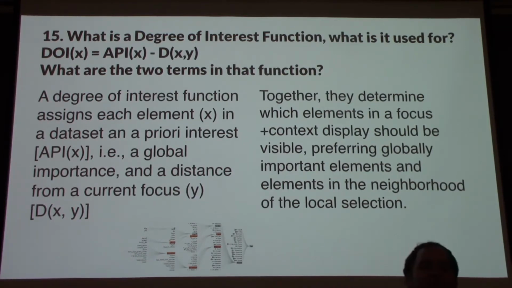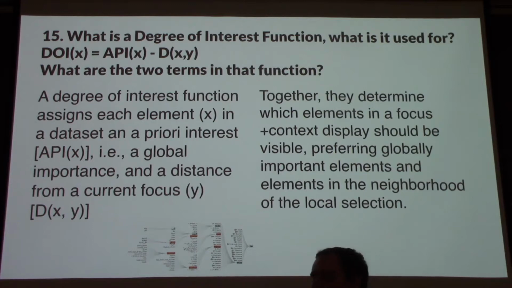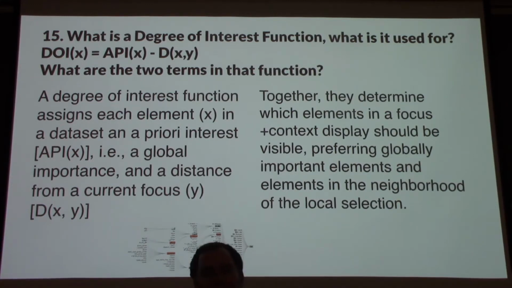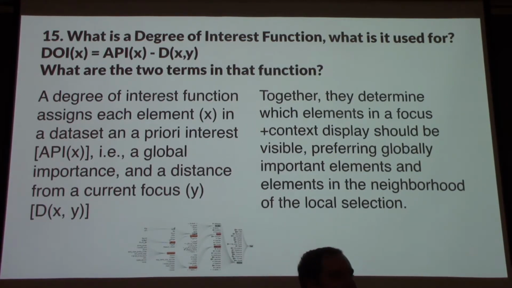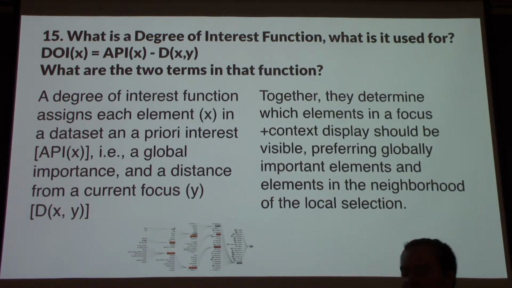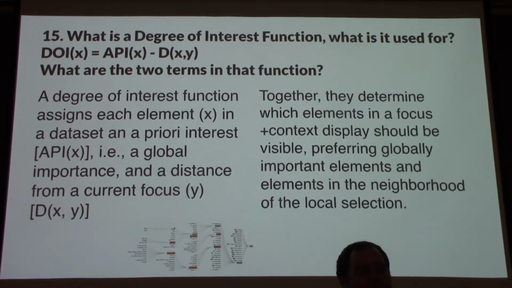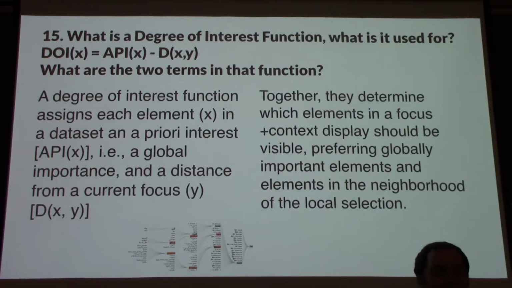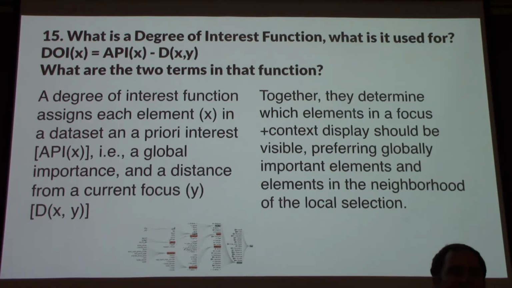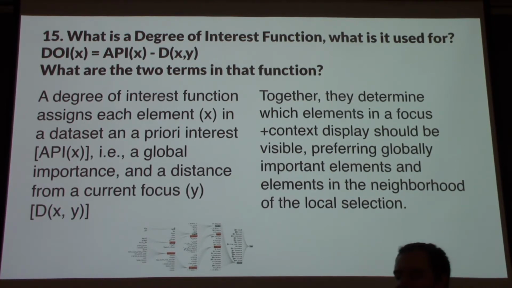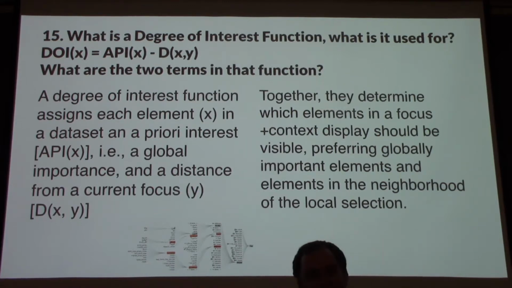So if we have too much data to show at once on the screen, we could either just filter or aggregate, but we could also do something like this with the degree of interest function, where we have some idea that some elements in our data set are inherently more important than others. And then this also takes into account user interaction. So the two terms here are the a priori interest of x and the distance of x to y. The assumption here is that y is currently selected, for example.